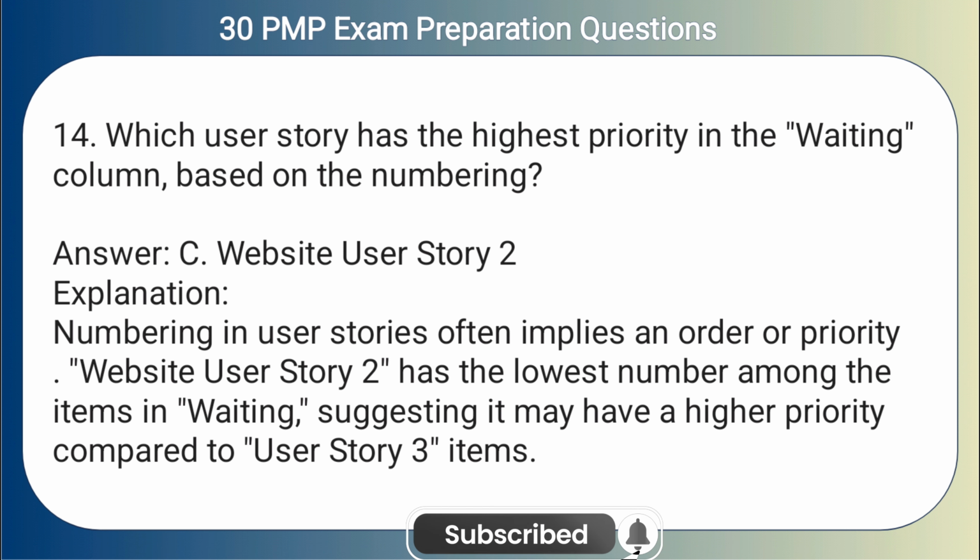Answer. C. Website User Story 2. Explanation. Numbering in user stories often implies an order or priority. Website User Story 2 has the lowest number among the items in waiting, suggesting it may have a higher priority compared to User Story 3 items.